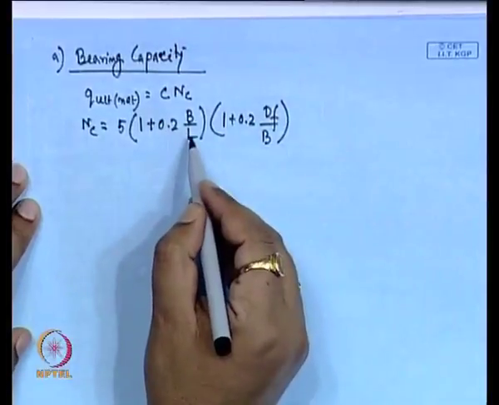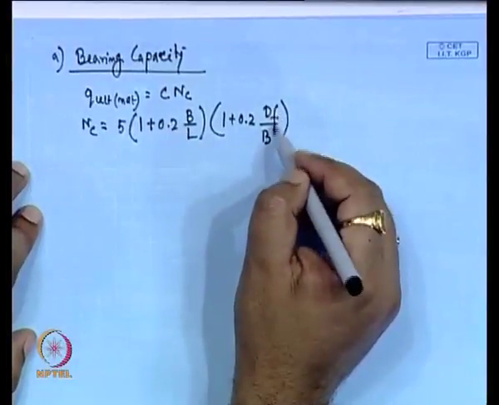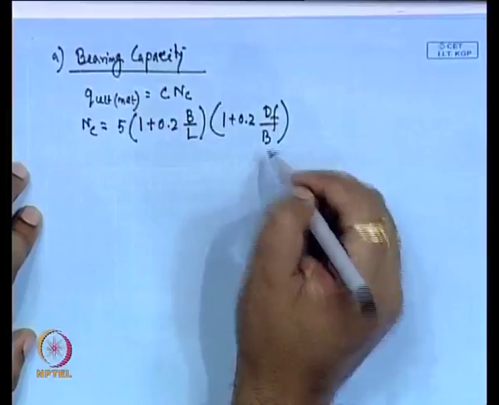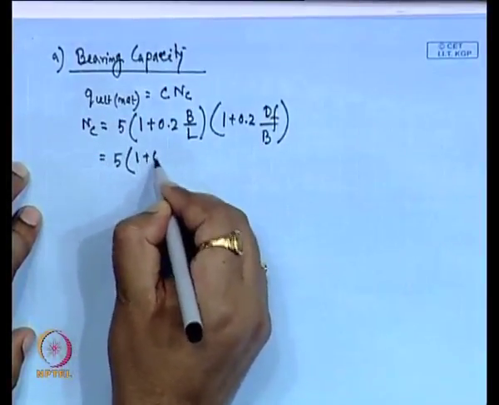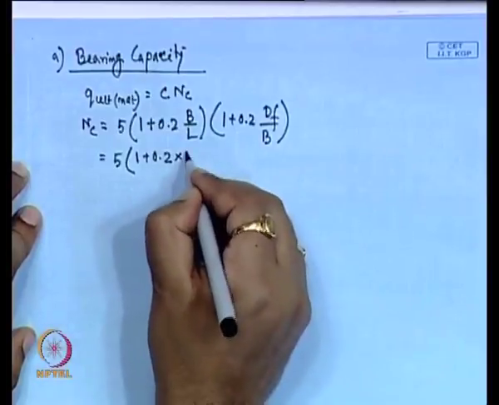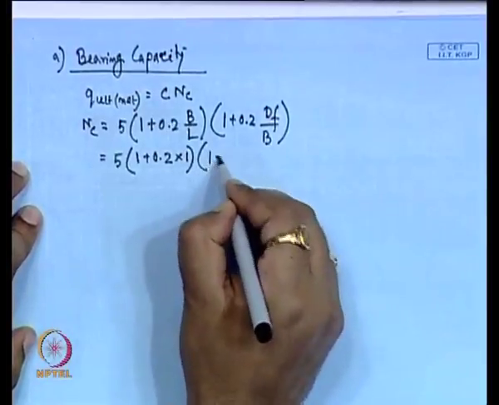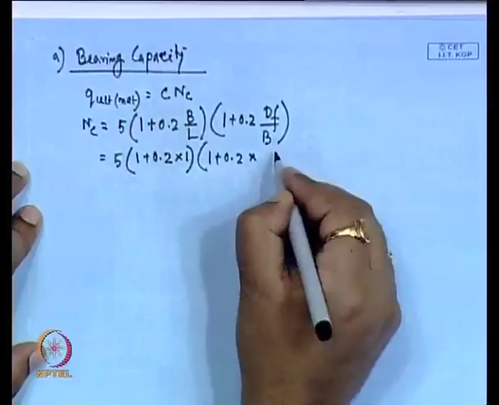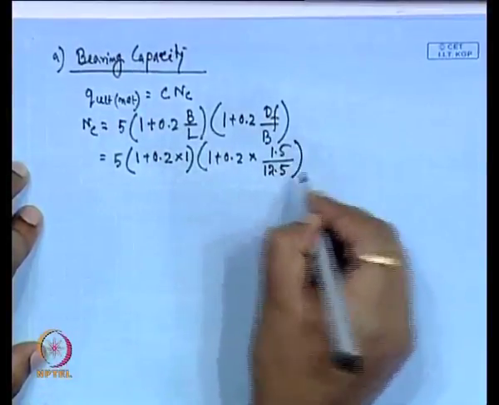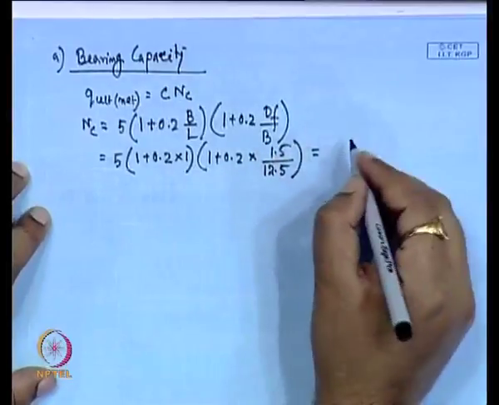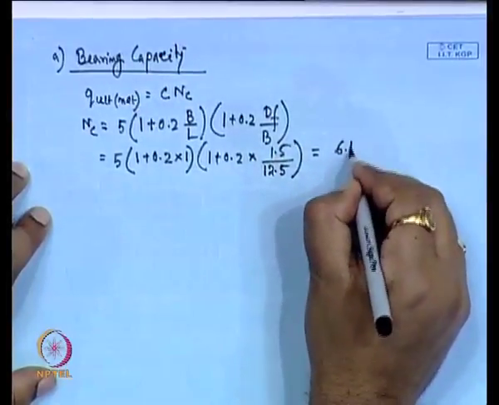Here this B by L is 1, d f is 1.5, B is 12.5. So, we will get N C value as 1 plus 0.2, this is 1, this is a square footing, plus 0.2 into 1.5 divided by 12.5. So, the N C value is coming 6.144.